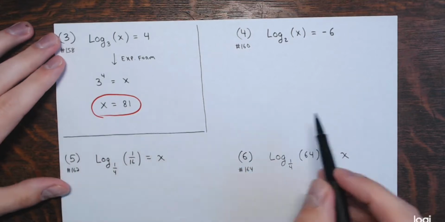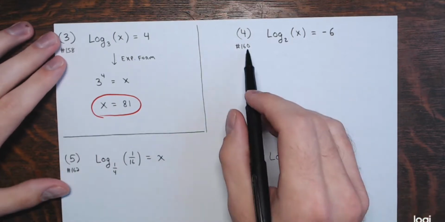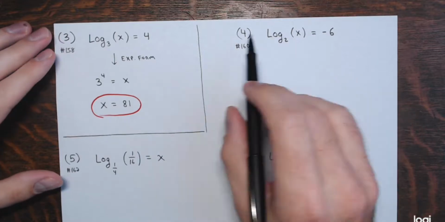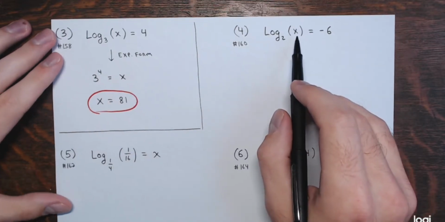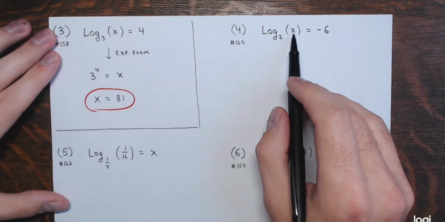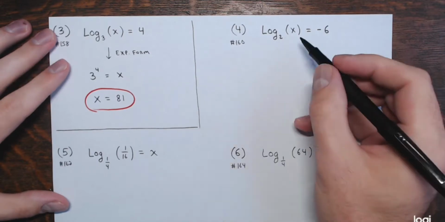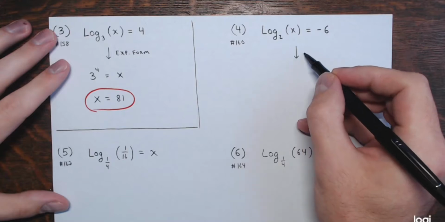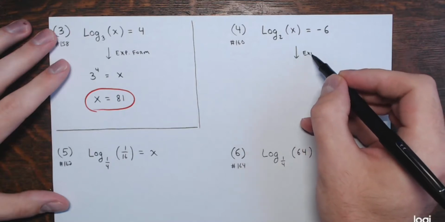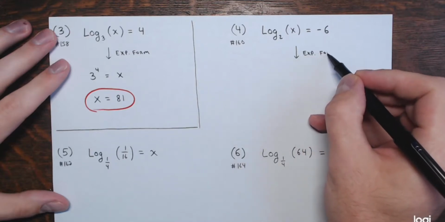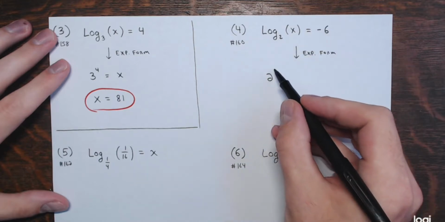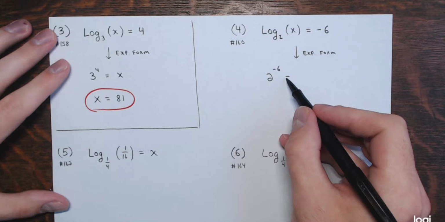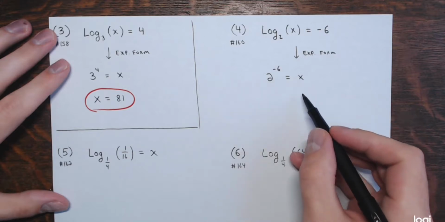All right, question 4, exercise 160 from the text. Very similar to 3, where the variable x is inside the logarithm, right, in the argument of the log, the input. So let me change this to exponential form to get it out of a logarithm. And that would be 2 to the negative 6 power equals x. And there it's solved for.